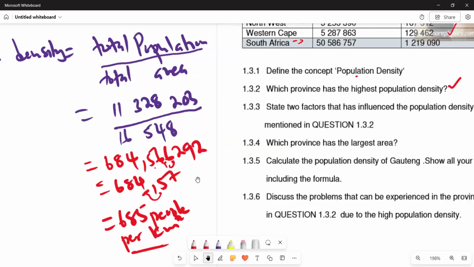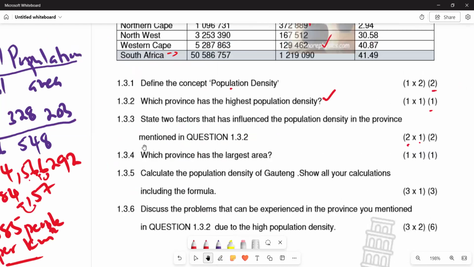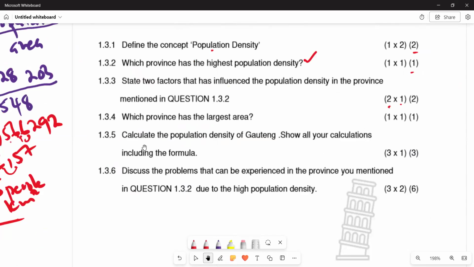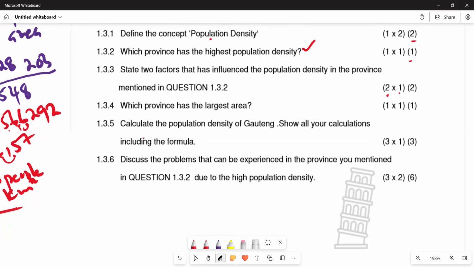Then we move on to the next question. We have calculated 1.3.5. Now we are going to 1.3.6, which says discuss the problems that can be experienced in the province you mentioned. The province given in 1.3.2 is Gauteng province, and we said there is high population density. So the problems that emanate from that high population density are what is being asked.